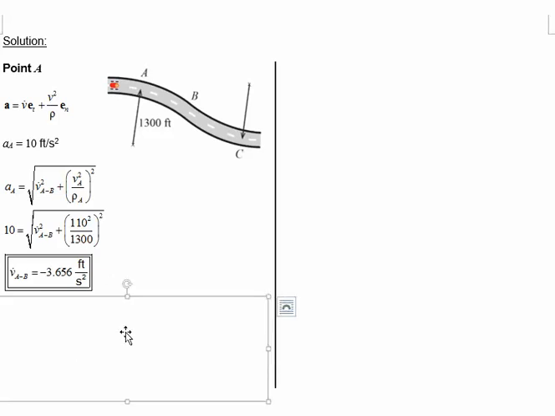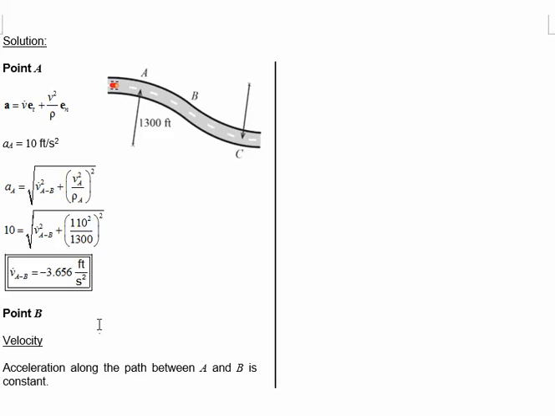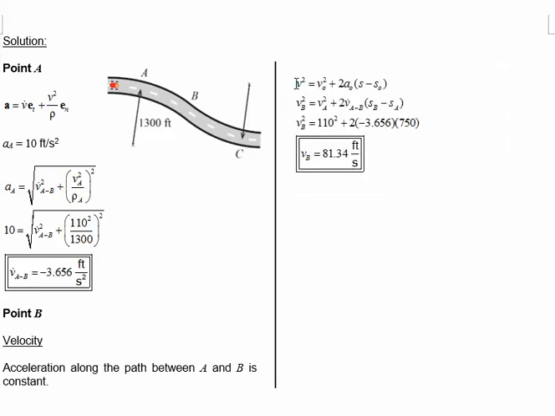Now let's move on to point B. At point B, we want to find the velocity, right? We know that the tangential acceleration between A and B is uniform, so that's constant. That means we can use the constant acceleration equations. We're going to use the v squared one, plug in between points B and A, and we have all those values. So we find out that the velocity at point B is 81.34. Now we can go on and find the acceleration at point B.